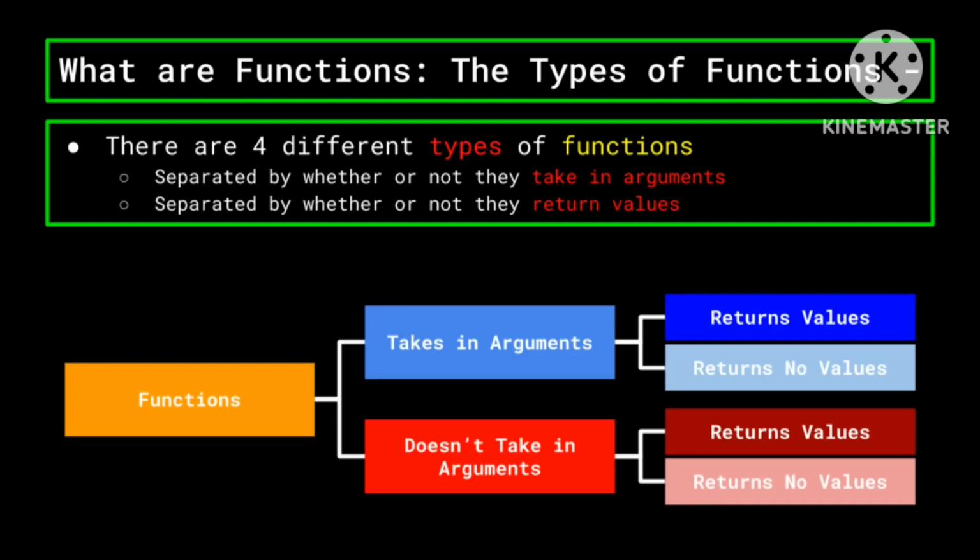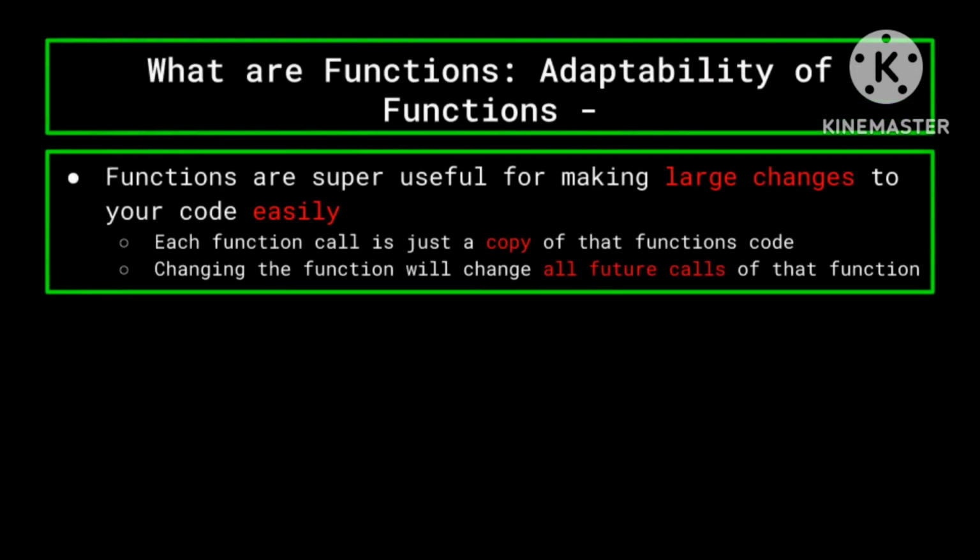Finally, I'd like to talk about one of the major benefits of functions, which is that it makes it super useful to make large changes to your code without having to go through the entire program. Each function call is essentially just a copy of that function's original code, and so it's very easy to make changes to that initial function and have it translate across your entire code.